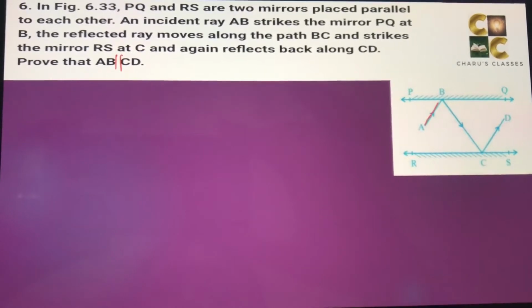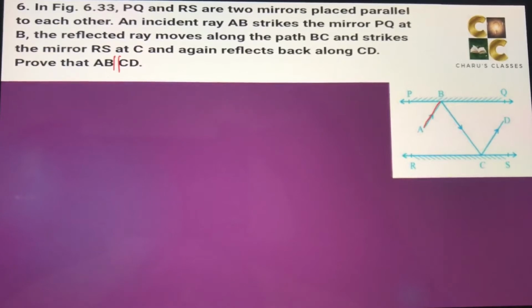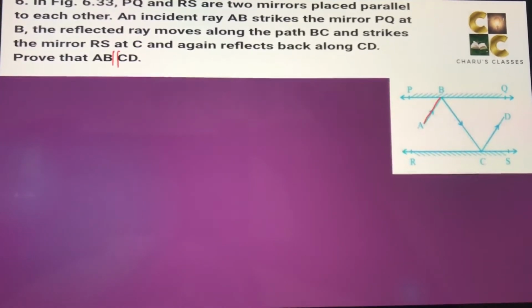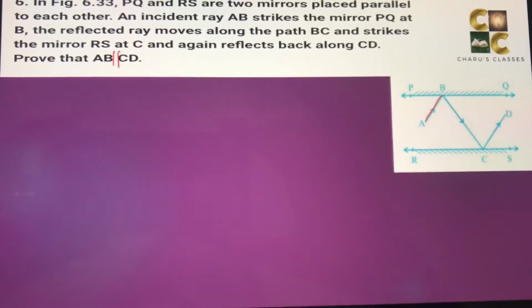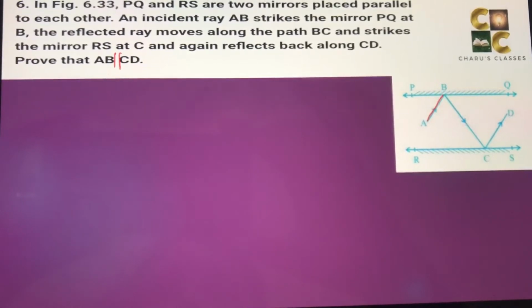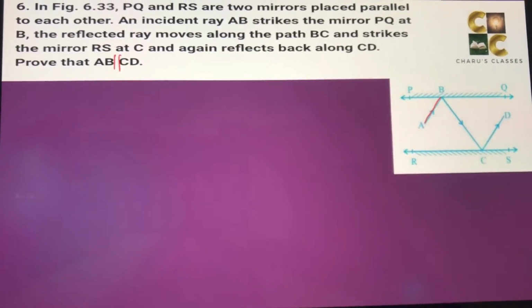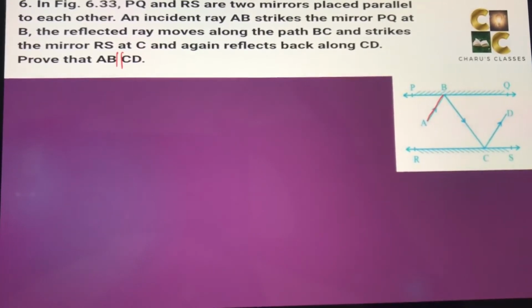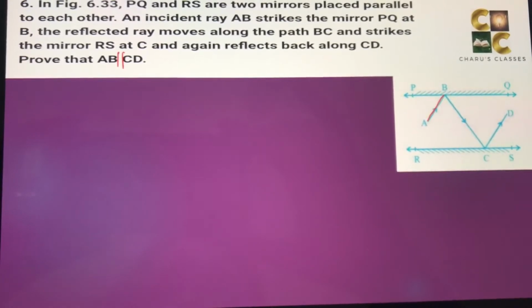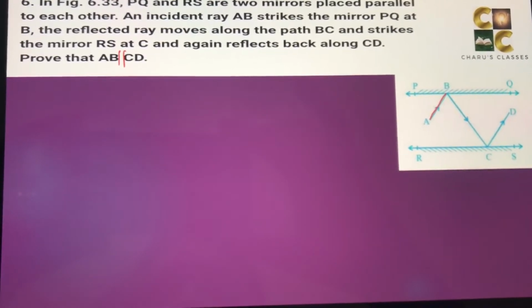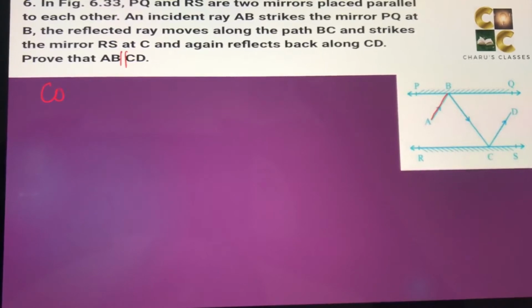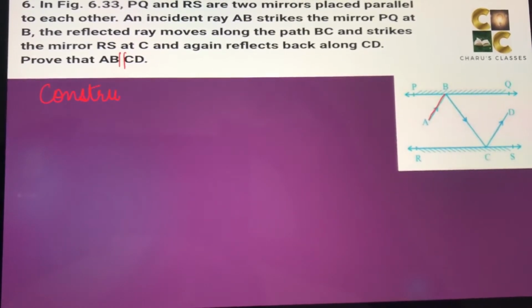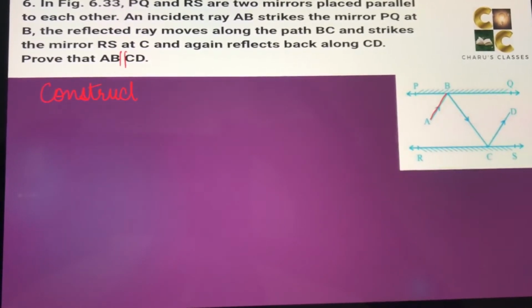Now this AB, this is the incident ray. BC is the reflected ray for the mirror PQ. But for the mirror RS, BC is the ray of incidence and CD is the reflected ray. Now we know according to the law of reflection, the angle of incidence and angle of reflection are equal. So in this case, I should first do a construction. We should construct the normals to the mirrors.